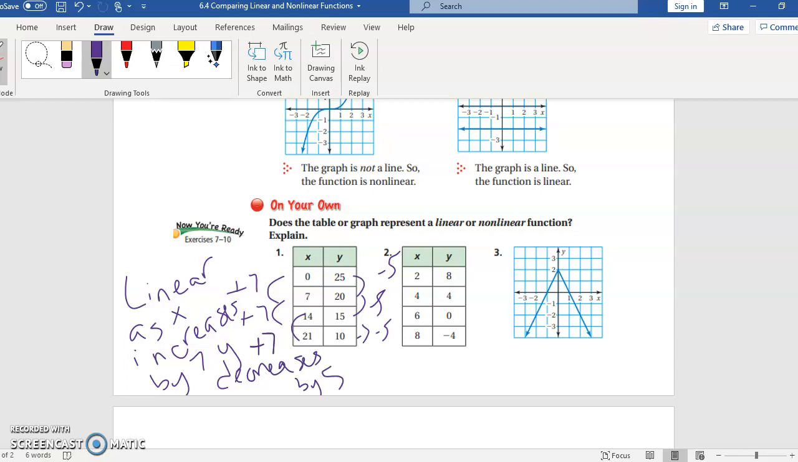So number 2, my x's increase by 2 each time. My y's go down by 4 each time. So you would say that it is linear and that as your x increases by 2, your y decreases by 4. Number 3, this is not a straight line. It goes up and then it comes back down. So this would be nonlinear, and my reason would be the graph is not a line.